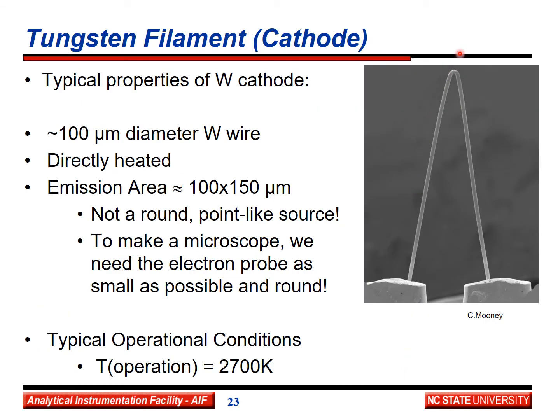Shown here is a typical tungsten filament. The tungsten cathode is approximately 100 micron diameter tungsten wire that is bent into a sharp hairpin. It is directly heated through resistance heating. The emission area is on the order of 100 by 150 microns. And this is not a round point-like source. So in order to make a microscope, we need to make the electron probe as small and round as we possibly can. Our typical operating conditions are that we're going to run at about 2700 Kelvin.